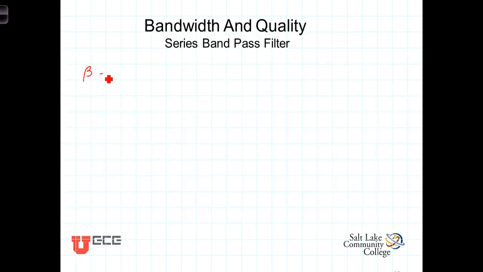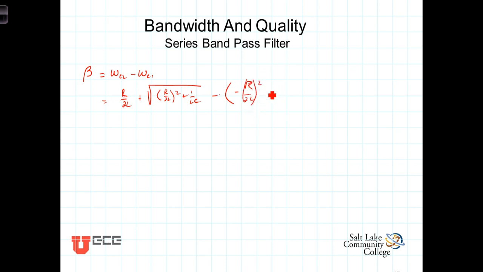Or beta, as it's called, is equal to omega C2 minus omega C1, which then is equal to, as we've seen, omega, the upper cutoff frequency, is R over 2L plus the square root of R over 2L quantity squared plus 1 over LC, minus the quantity negative R over 2L plus the square root of R over 2L quantity squared plus 1 over LC.